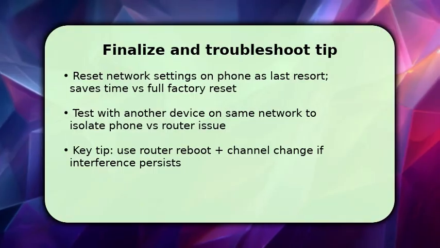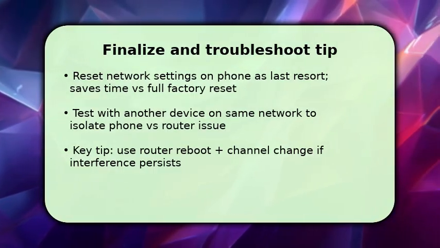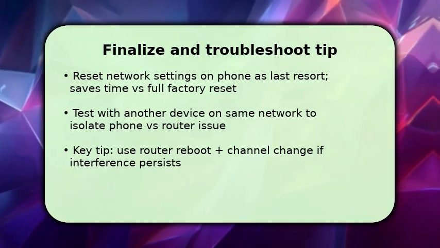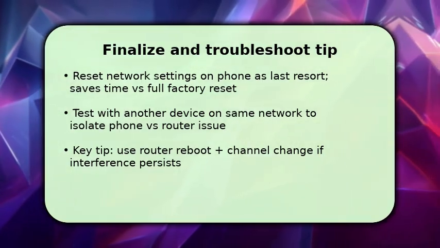Finish by applying final fixes and prepping a troubleshooting fallback. If problems continue, reset network settings on your phone. This wipes saved networks and VPNs, but avoids a full factory reset.